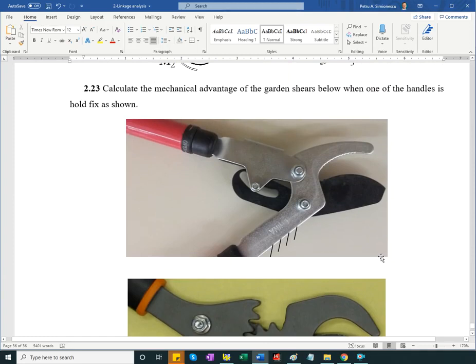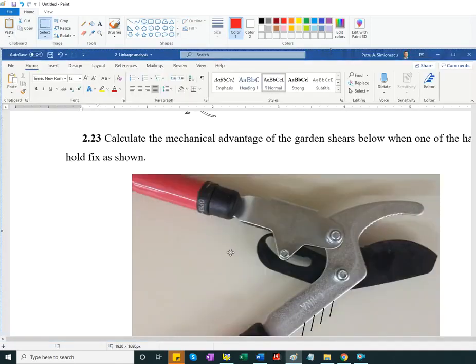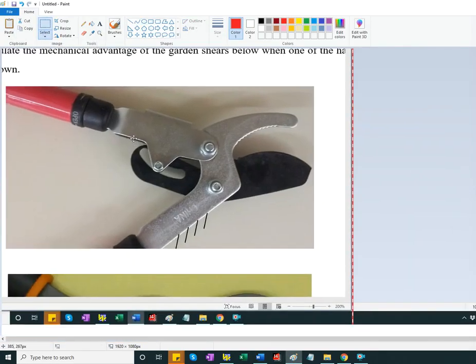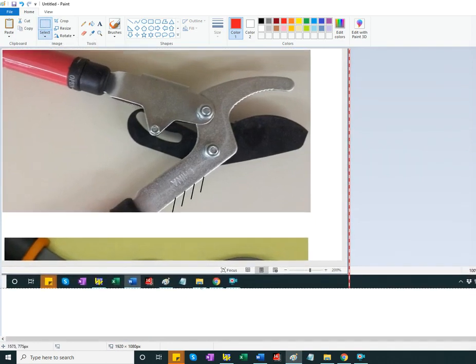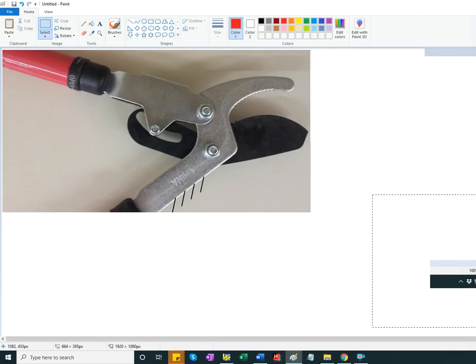Let's look at this one now. So I take a screenshot. Let me make it a little bit bigger, and we're going to evaluate mechanical advantage for this garden shear. So print screen and paste. Select all. Okay, and I'm going to just delete everything else. Okay, so you need to label links and joints.